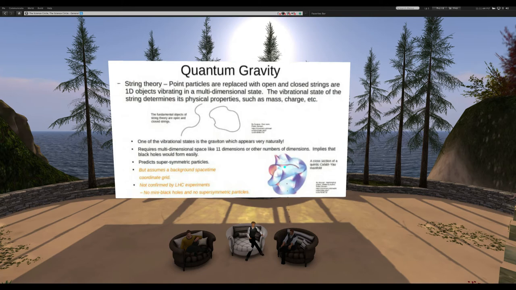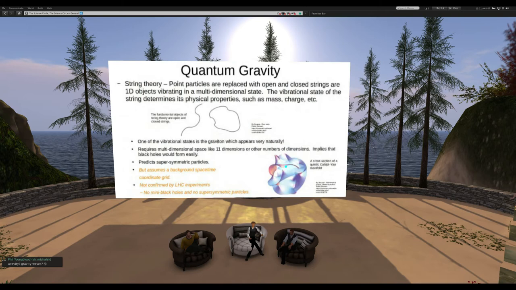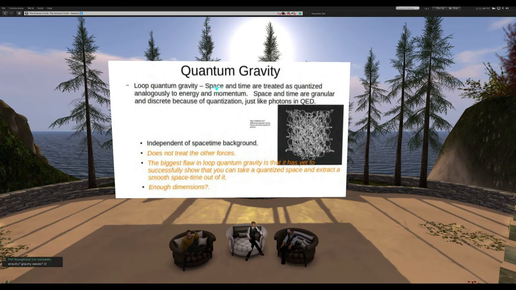But the problem is it assumes a background space-time coordinate grid. And again, you want that coordinate grid to be flexible. It's not confirmed by the Large Hadron Collider experiments. There are no mini black holes, no supersymmetric particles. And here's an example of a multidimensional manifold surface, a 2D cross-section through it.